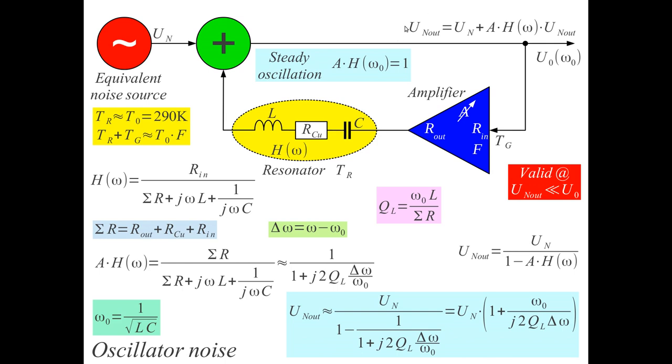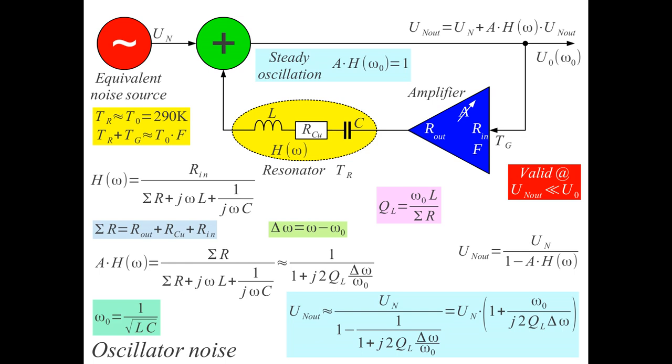This equation, when is it valid? This equation is valid only when this noise voltage is much smaller than the amplitude of our desired sine wave output of this oscillator. So we already made a simplification in our formulas just to calculate noise far away from our desired carrier frequencies. And this is what we actually need at most times in electronics.